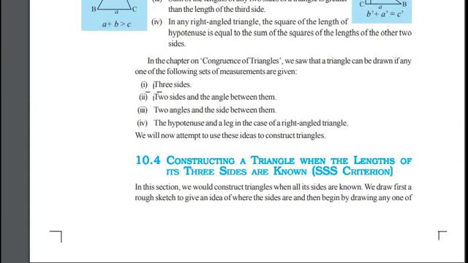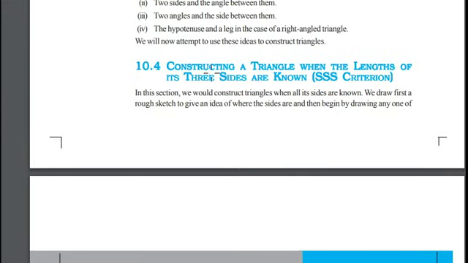Now let us see the first case. When three sides are given, we need to construct a triangle when three sides are given. Constructing a triangle when the lengths of three sides are known. Side, side, side criterion. The meaning of this word could be the condition. Side, side, side condition.